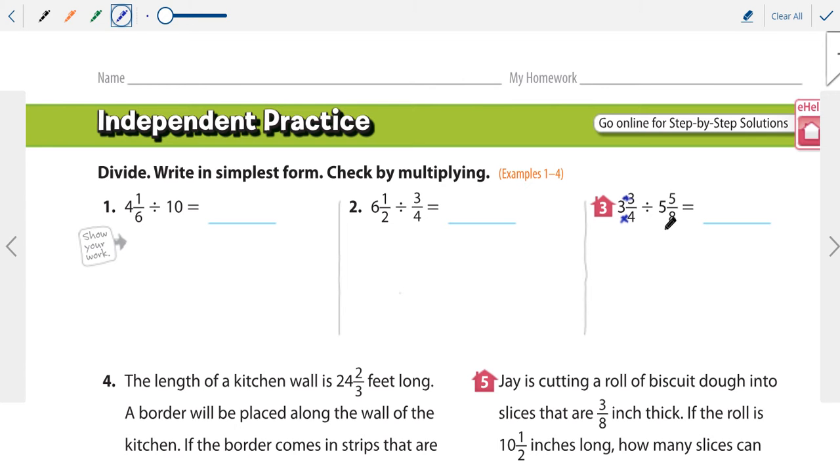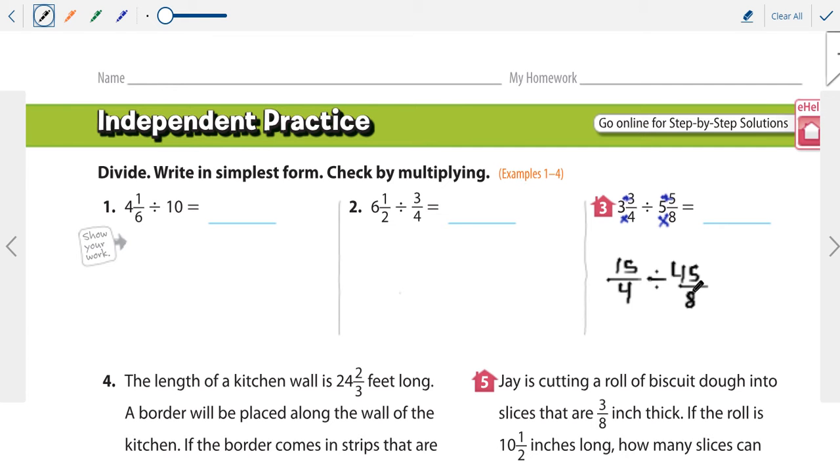Okay, and for those of you that don't remember, our conversion is whole number times denominator plus numerator. That's my new numerator, and then I keep my denominator. So if I work this, I want to do my conversion first. So 3 times 4 is 12. 12 plus 3 is 15. So that'd be 15 fourths. Now we're not touching operations yet. So this is a division problem. All right. 5 times 8 is 40. 40 plus 5 is 45. Okay, 45 eighths.